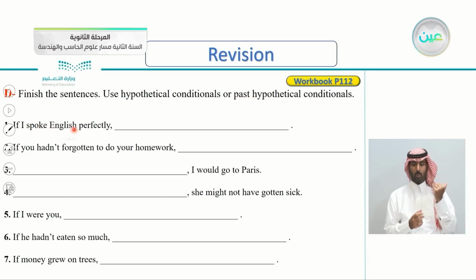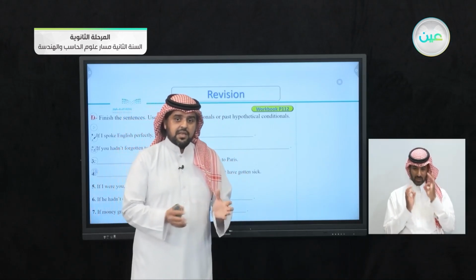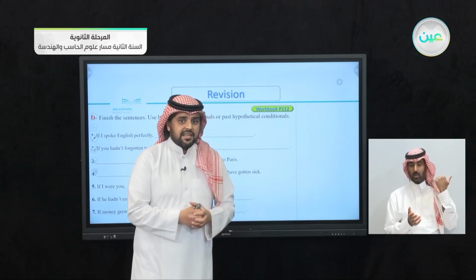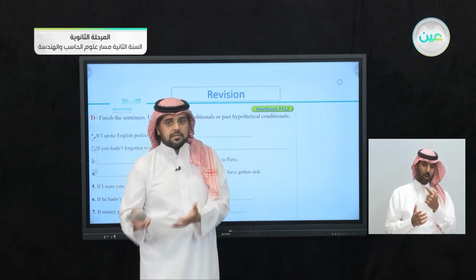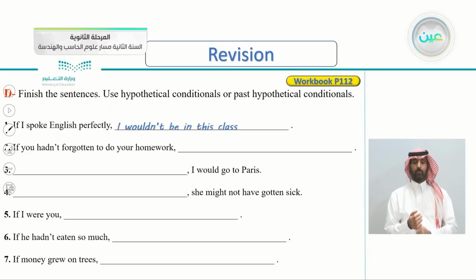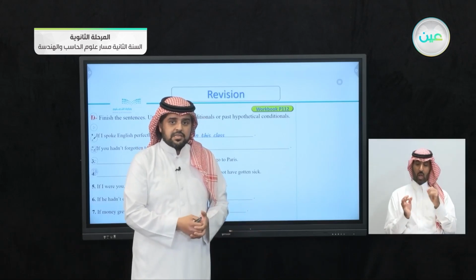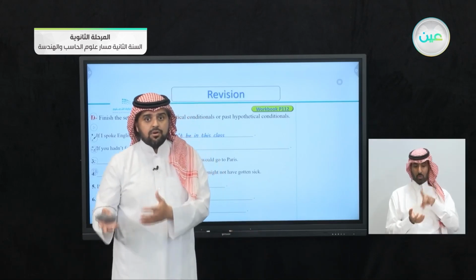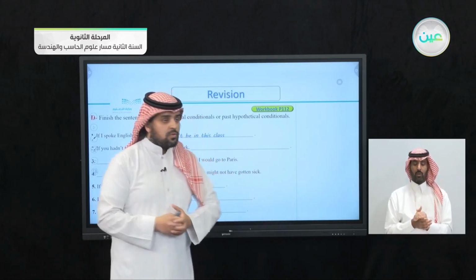Number 1, if I spoke English perfectly. If I spoke English perfectly, this is a present hypothetical because I used the past tense. So if I spoke English perfectly, I would or I might do something. So let's check the answer together. I wouldn't be in this class. If I spoke English perfectly, I wouldn't be in this class. I would travel more. I might travel more. So you can continue the sentence any way you want.